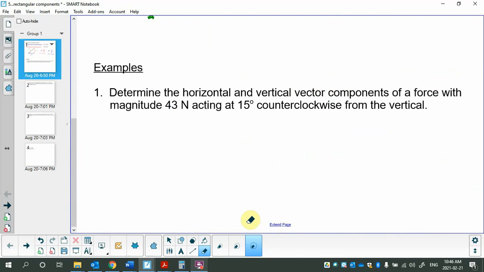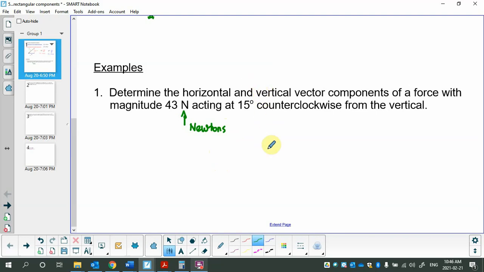So determine the horizontal and vertical vector components of a force with a magnitude of 43 newtons acting at 15 degrees counterclockwise from the vertical. So first thing is, I know we've dealt with it before, if you're following along with the videos, but this is a force measurement and it's newtons. Unimportant for this question, important for physics.